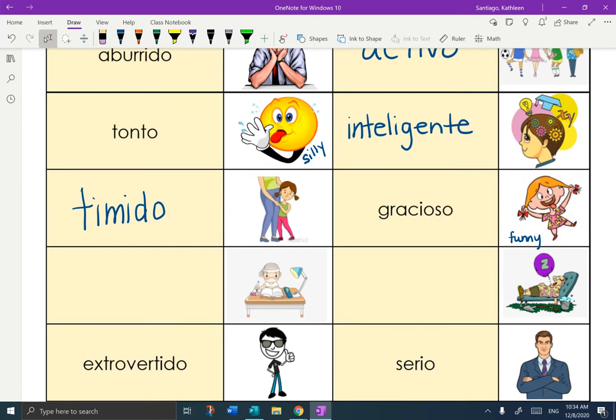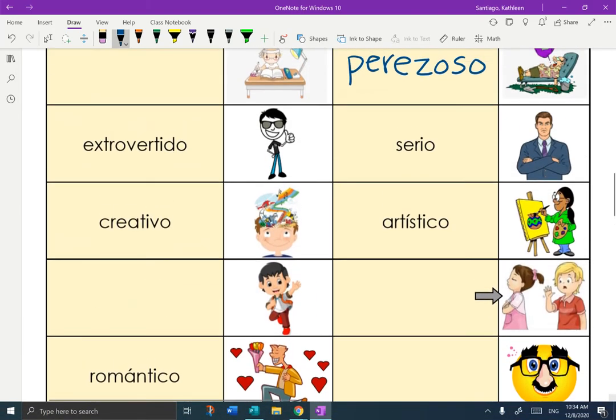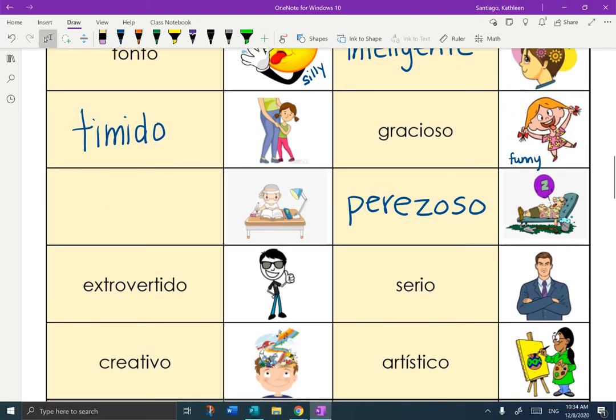The next one. Below gracioso, look at that guy laying there and not doing his work and sleeping. So he is perezoso. Perezoso. Sitting on there being lazy. Perezoso. The opposite of perezoso is going to be hardworking. Trabajador. Trabajar, to work. Trabajador, hardworking.